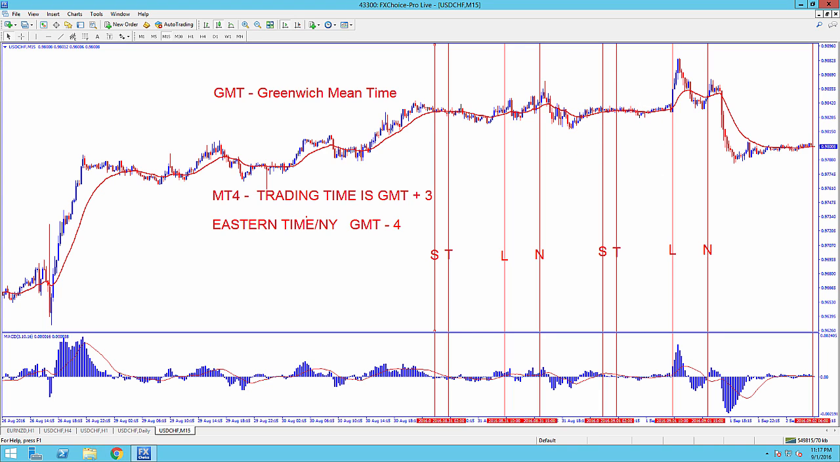And the trading charts of MetaTrader 4 typically are based on the broker's location, and most of the time it's GMT plus 3. New York time is GMT minus 4.